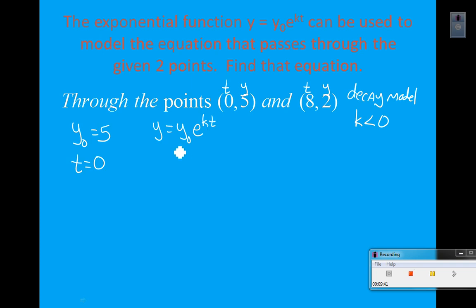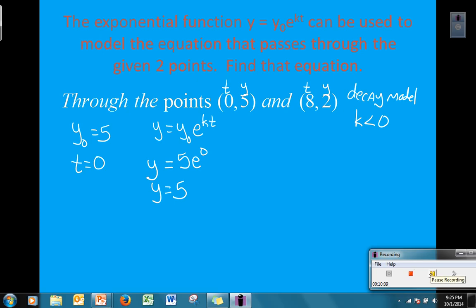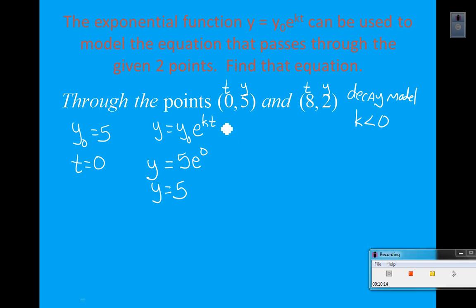This one won't be too bad. In place of y sub 0, let me plug a 5. I got an e to the kt, but t is 0. And that's going to be my y value. So it looks like my y value is going to be 5. Notice that that really didn't help me any. Because what did it wind up doing? It wound up just telling me at time 0, I have 5. So I kind of did that on purpose to show you what happens if you pick the same point.